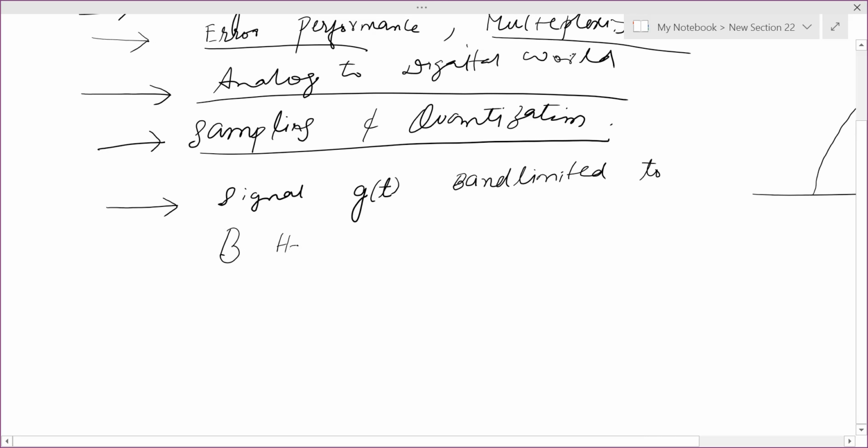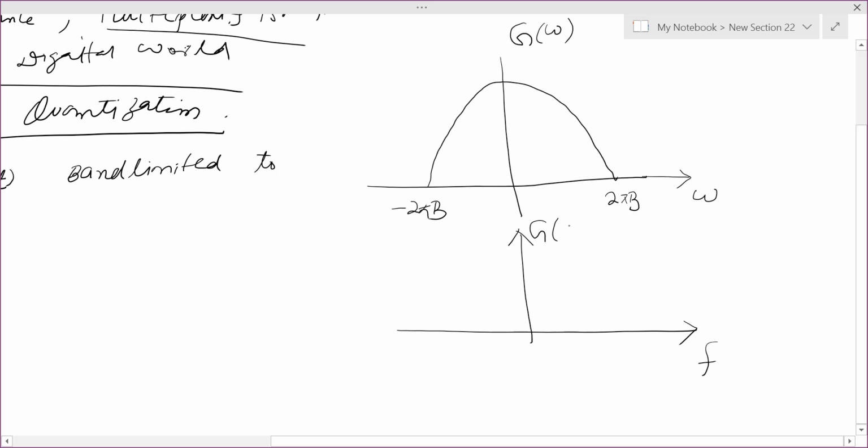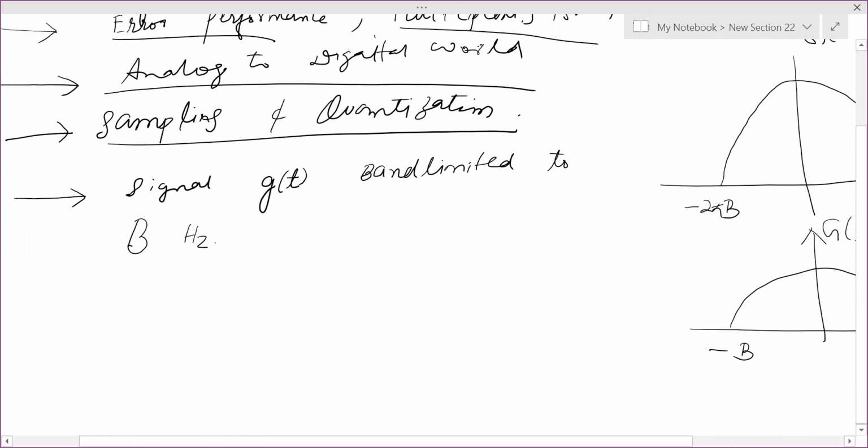What does it mean? If you see the Fourier transform, this will be 2 pi B, and this will be minus 2 pi B. This is the Fourier transform G of omega versus omega, the angular frequency. If you plot G of f against the frequency, then we can write here B and minus B. This is what it means to be band limited.